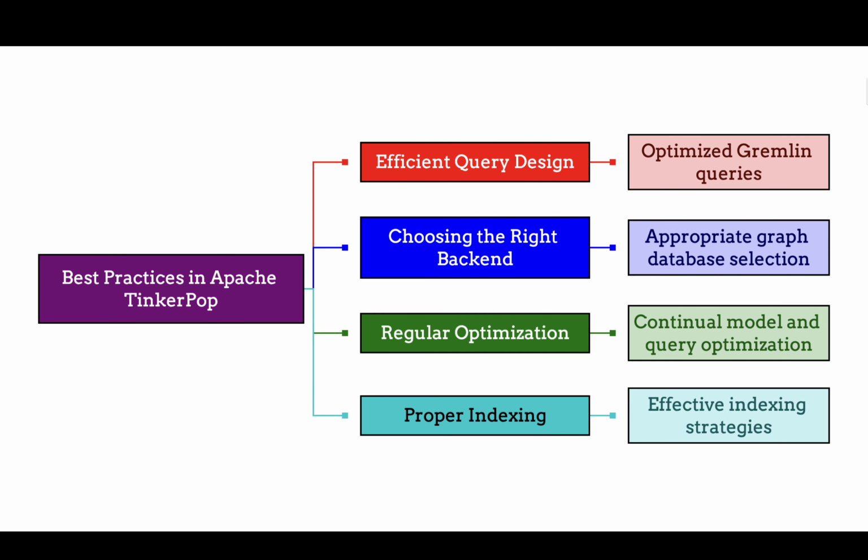Best practices in Apache Tinkerpop. 1. Efficient query design, design efficient Gremlin queries to optimize performance. 2. Choosing the right backend, select the appropriate graph database backend based on needs. 3. Regular optimization, continuously optimize graph models and queries. 4. Proper indexing, implement appropriate indexing strategies for faster query processing.